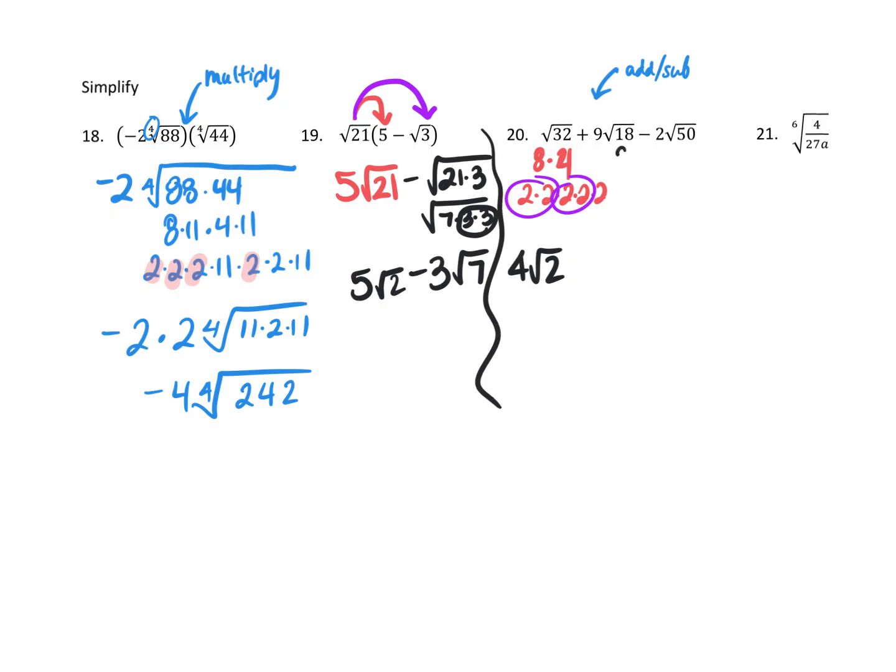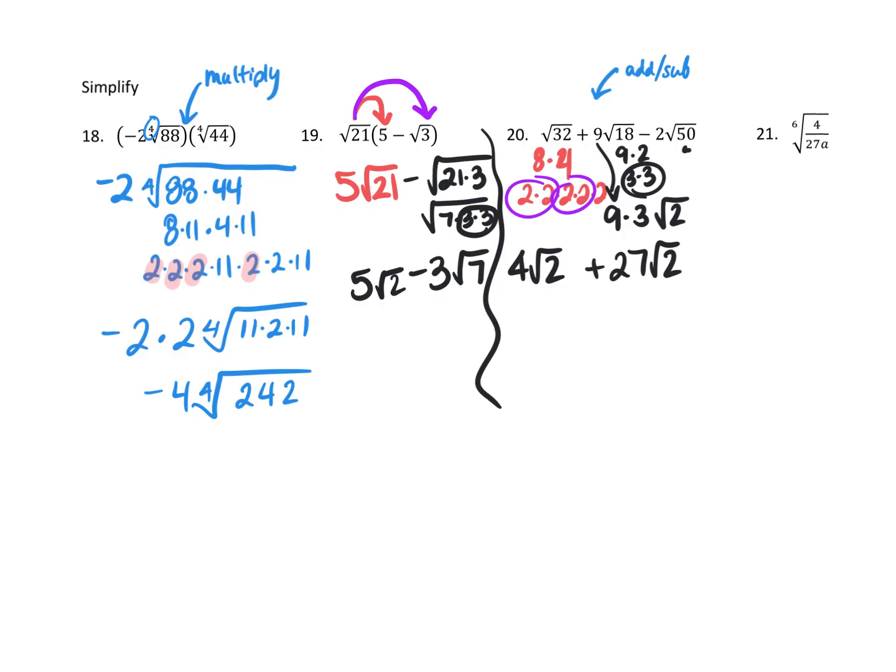And then 18 is 9 times 2. 9 is 3 times 3. So I have 9 on the outside. 3 pair of 3's come outside. Square root of 2 is left inside. So that's plus 27 square root 2.